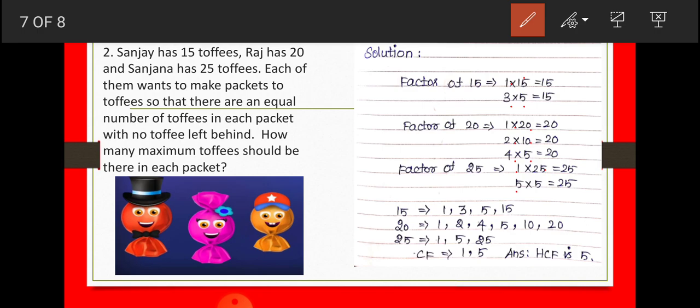Next we are going to take the common factors. Common factors are 1, then 5. So which number is the highest common factor? Yes, 5 is the highest common factor.